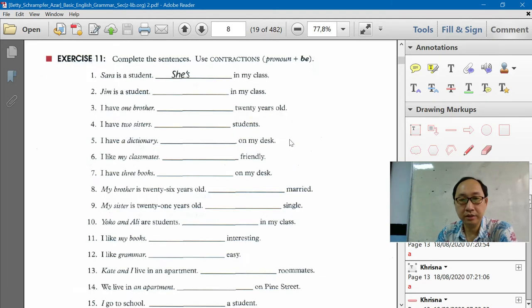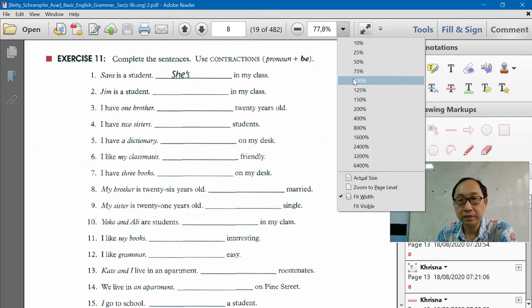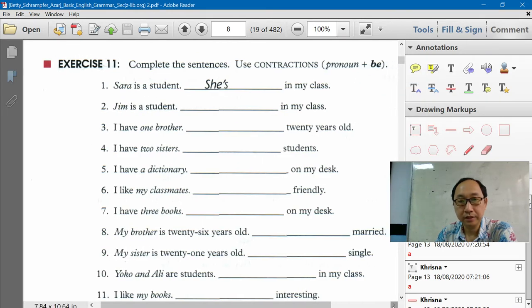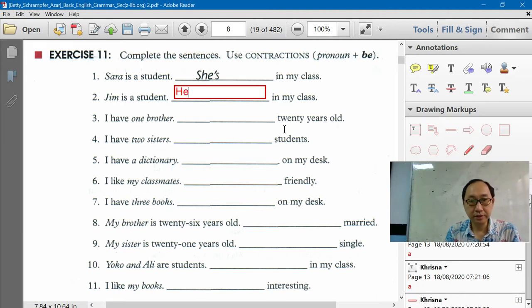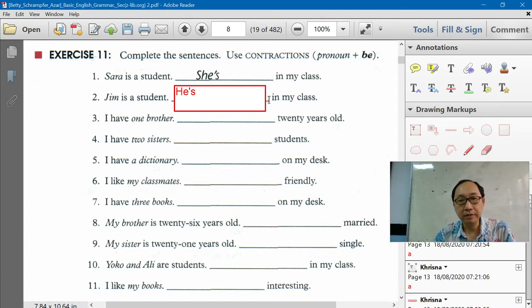Grammatically and in writing. Okay, so complete the sentences, use contractions. Pronoun plus be. I'll make it large. Okay, here we go. Sarah is a student. She is in my class. Jim is a student. Write down, Jim is a male. He is in my class.